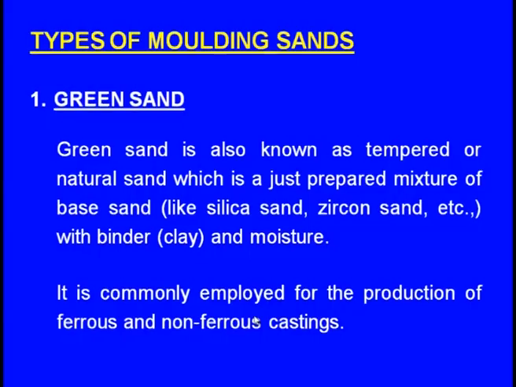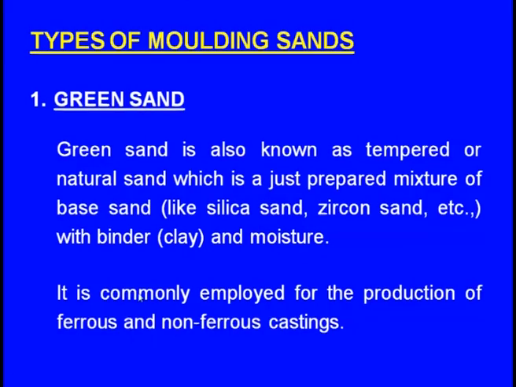First, let us see the green sand. Green sand is also known as tempered or natural sand, which is just a mixture of base sand like silica sand or zircon sand with binder and moisture. When the moisture is present, it is known as green sand. It is commonly employed for the production of ferrous and also non-ferrous castings. So, this is the green sand.